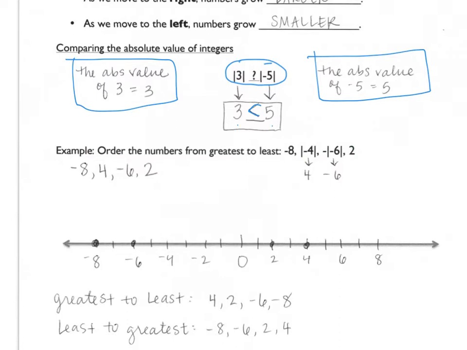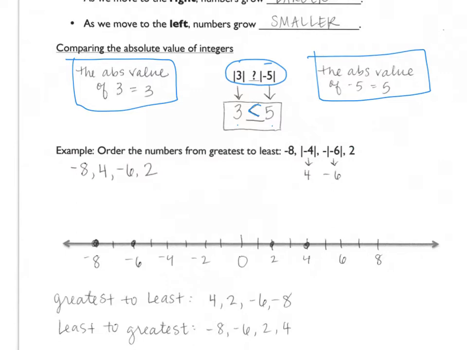And let's start by putting them on the number line. So we have -8 is here. Right here is 0 on our number line. So in this direction, we have -8. We have 4. We have -6. And we have 2.